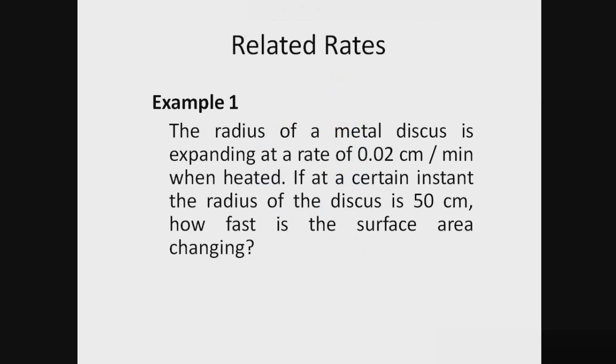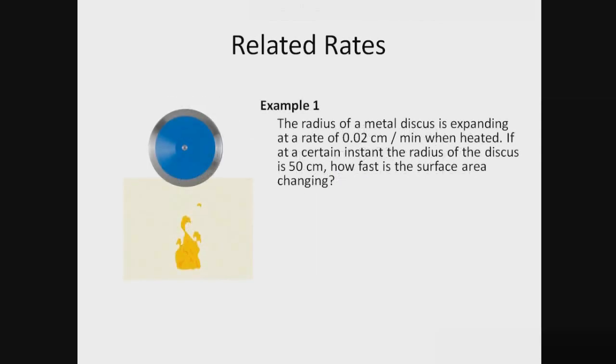Example 1. The radius of a metal discus is expanding at a rate of 0.02 cm per minute when heated. If at a certain instant the radius of the discus is 50 cm, the question asks how fast is the surface area changing. So now, let's pretend the metal discus is a perfect circle.